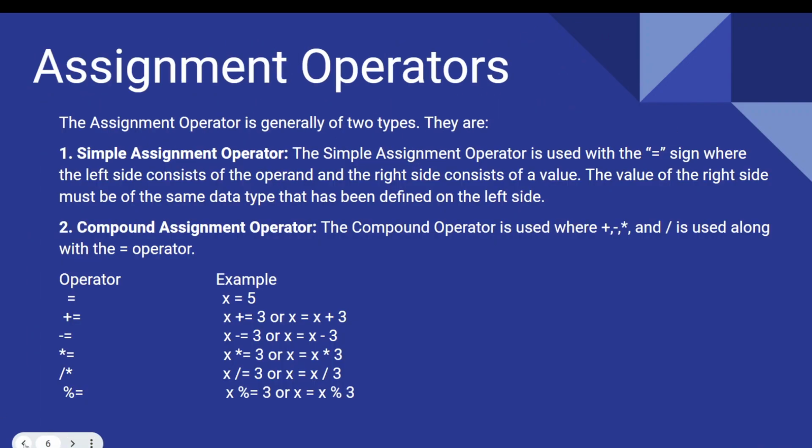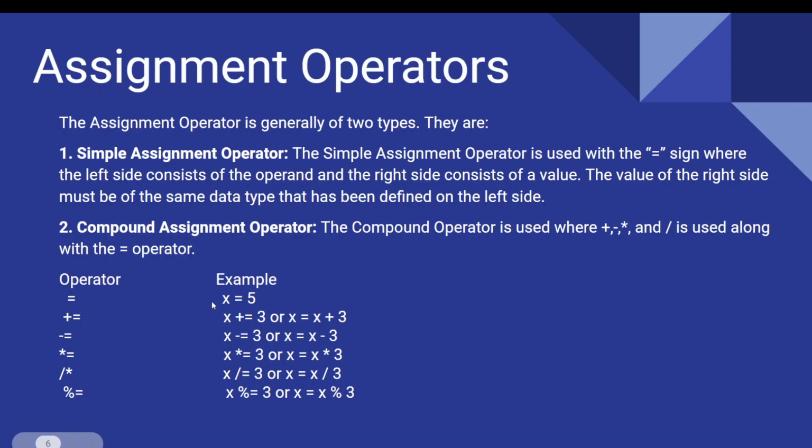The assignment operator is generally of two types: the simple assignment operator and the compound assignment operator. The simple assignment operator is used with the equal sign, where the left side consists of the operand and the right side consists of a value. The value on the right side must be of the same data type as that identified on the left side. The compound assignment operator is used where addition, multiplication, subtraction, division, and the mod operator are used along with the equal operator. So here we have the examples.